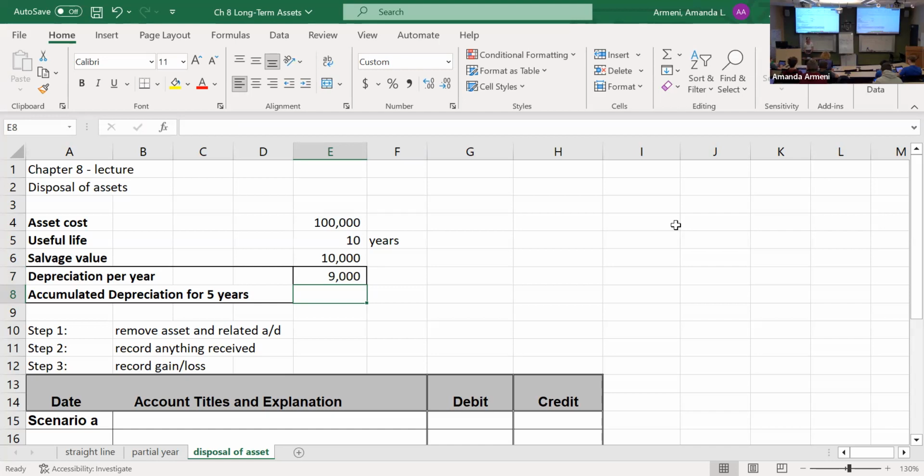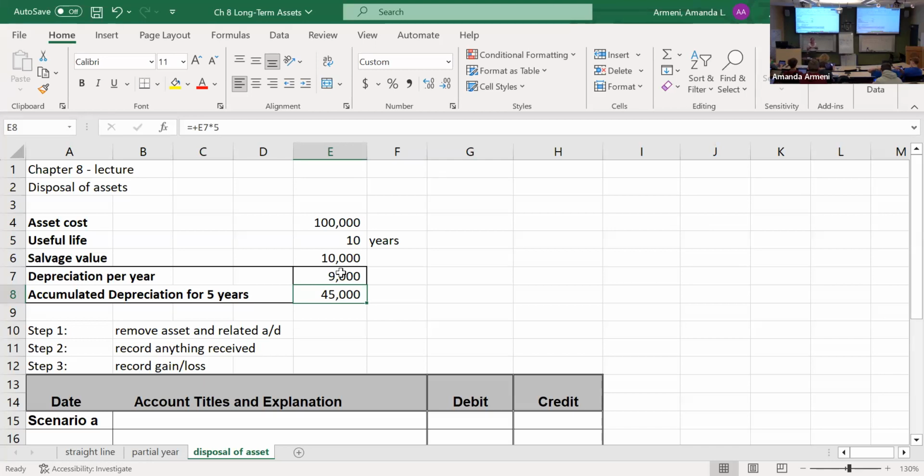Okay. Now, remember, $9,000 is our annual depreciation. And we have been using this thing for 5 consecutive years. So what would our accumulated depreciation be after using it for 5 years? Or how do I figure it out? Trace. 9,000 represents 1 year that we depreciated it. Times 5. 9,000 times 5 gives us our accumulated depreciation.